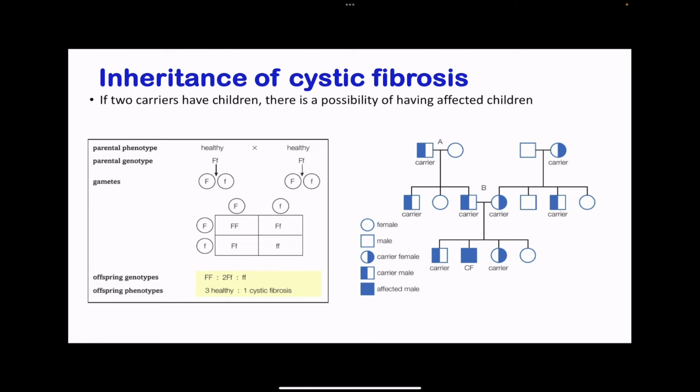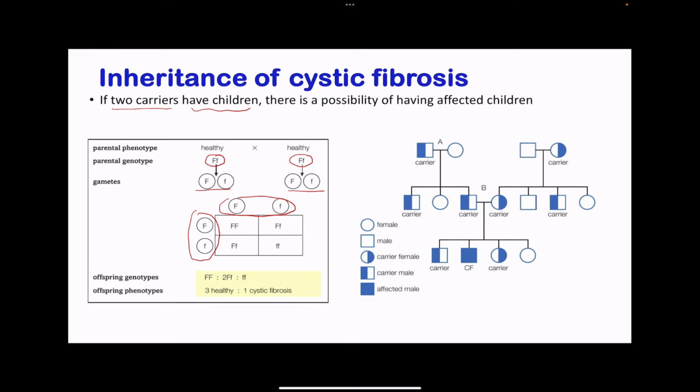If we have two carriers, and these two carriers have children, there is a possibility of some of the children being infected. So the carriers are going to be heterozygous, we can see for both. Their phenotype shows that they're healthy, but they are heterozygous for the condition, meaning they have a recessive allele. So the gametes are going to be that and that. These are the possible gametes from one parent, and these are the possible gametes from another.